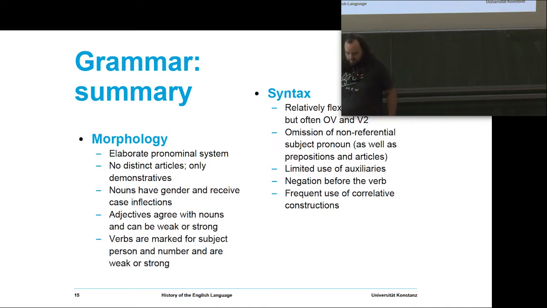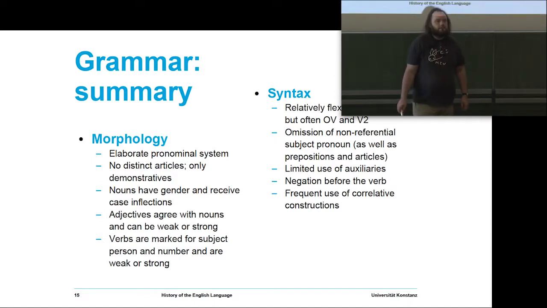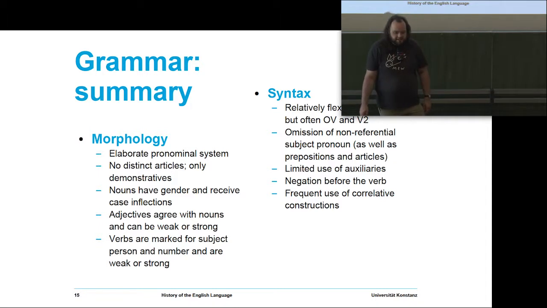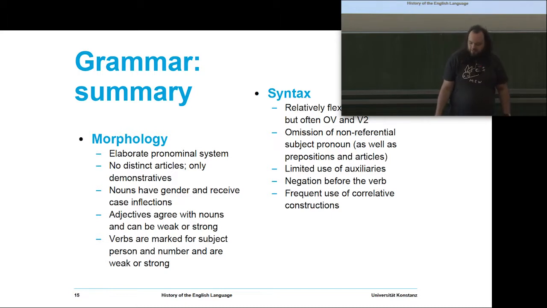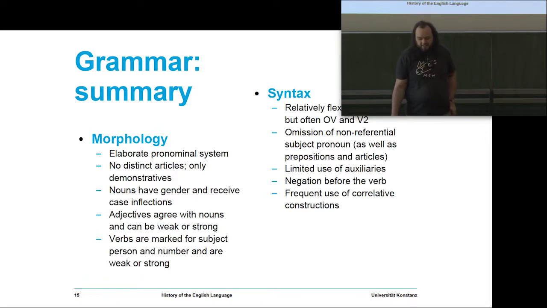Verbs then are marked for person and number, and they have endings that represent the person and number of the subject, and the verbs can also be weak or strong. But verbs are inherently weak or strong. It's not a property of the context like it is for adjectives. So that's the morphology. We covered the basics of that last week.